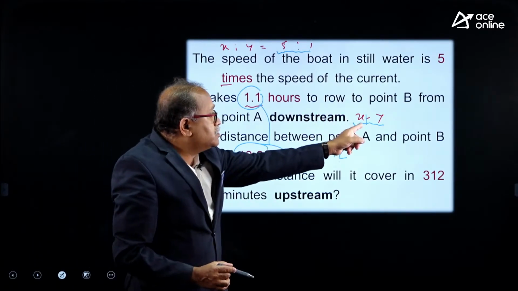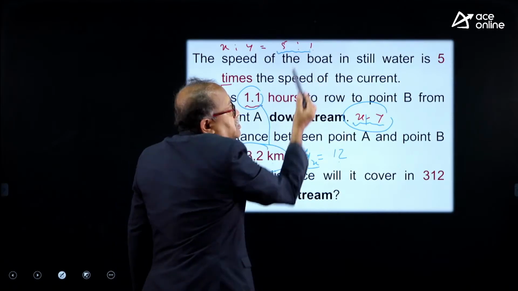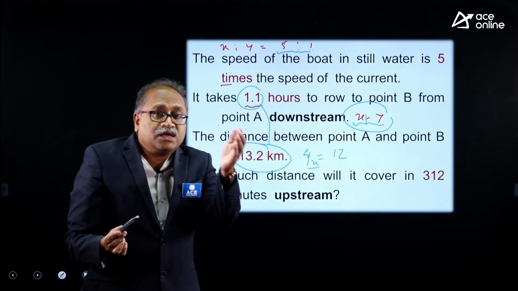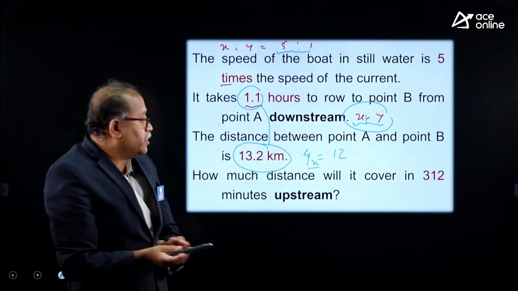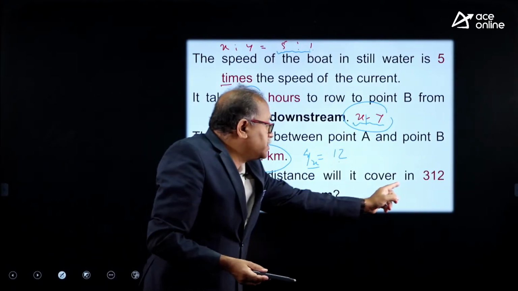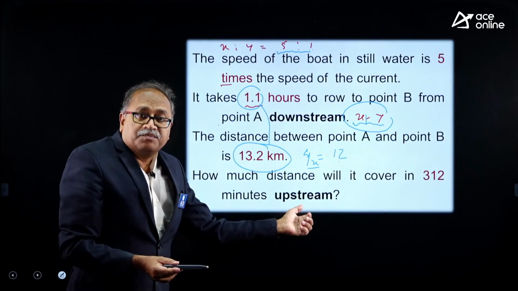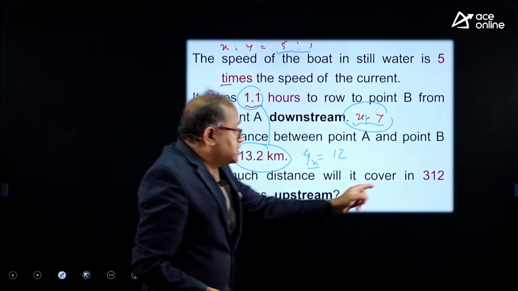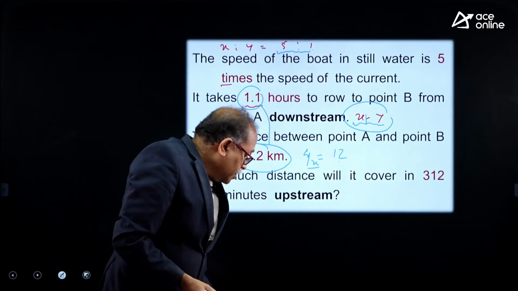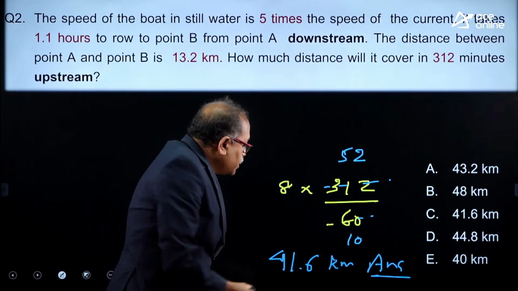So, by using this x plus y and using this ratio 5:1, I will be getting the x, I will also be getting the y, and once I get the x and y, then how much distance will it cover in 312 minutes upstream. Upstream is x minus y, and the distance is time into speed. Come on my dear friends, this is what the question is over here.